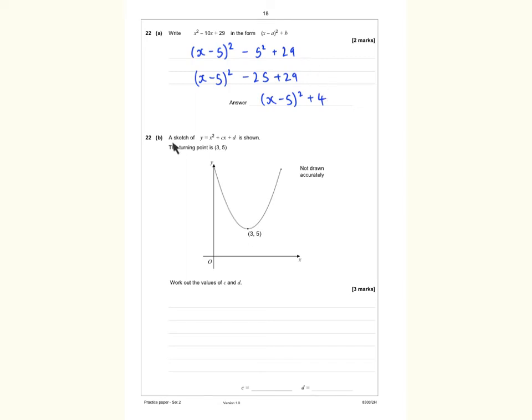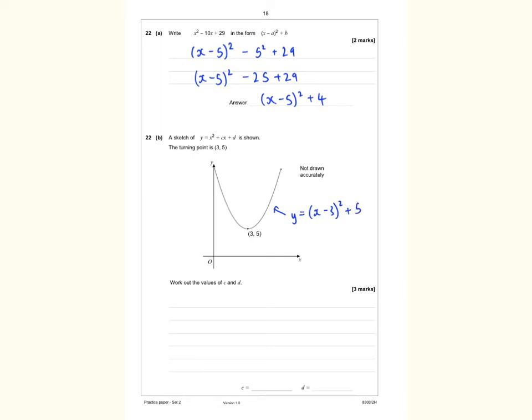Question 22b, a sketch of y equals a quadratic curve is shown. The turning point is 3, 5. Now when you complete the square, you can actually get the turning point. If this was y equals this, the turning point for it would be 5 and 4. So it's the negative of this, so it's going to be 5, and it's going to be this value here, which is 4. We can think about why that is in the lessons. So in this case, we know that this graph is y equals x take away 3 squared add 5.